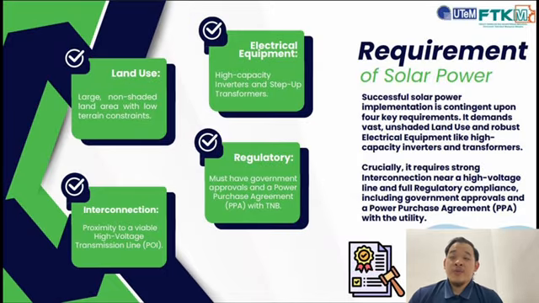And the last one from me is requirements for solar power. To install a solar power system, we need a large non-shaded area, inverters and transformers for power conversion, government approval and a PPA with the utility, and the last one is connection to a nearby high voltage transmission line.